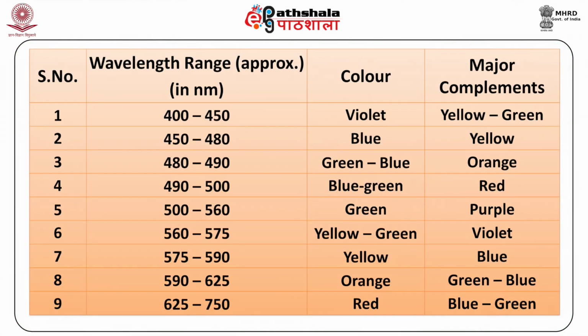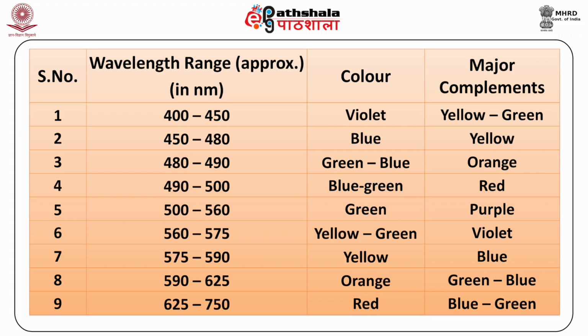Now the table is showing major colors and their complements along with wavelength. In this, the wavelength range in nanometer is given, with the color and its major complements. The wavelength range of 400 to 450 shows violet color and its major complements are yellow and green. The wavelength of 450 to 480 shows blue color and its major complement is yellow.